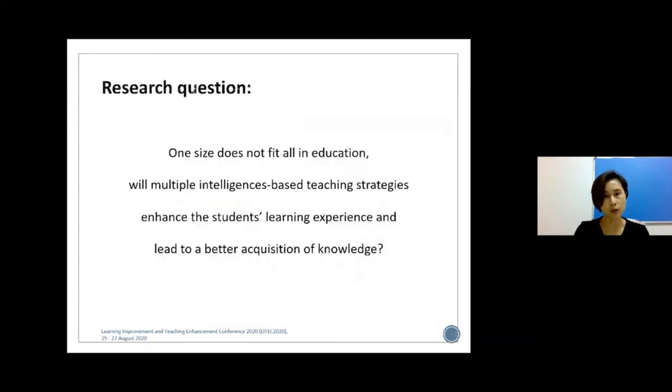That's why we would like to develop teaching strategies in which we could try to enhance the student learning experience, and also see whether this kind of multiple intelligence based teaching strategy would enhance the acquisition of knowledge. So in this study, we try to get feedback from the students on their experience based on the strategies that we implemented during the semester. We also observe the grade performance of the students after the changes that we have made. That would show whether it would improve the acquisition of knowledge of the students.